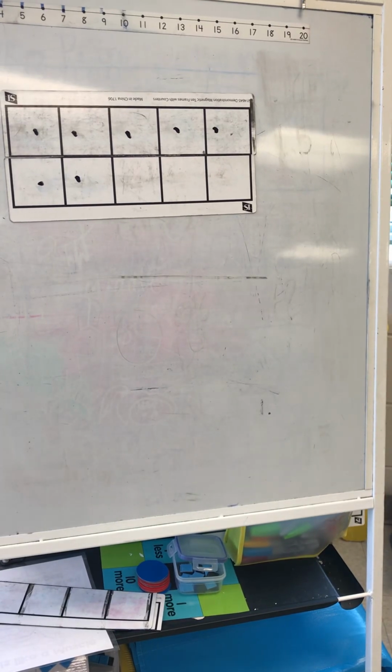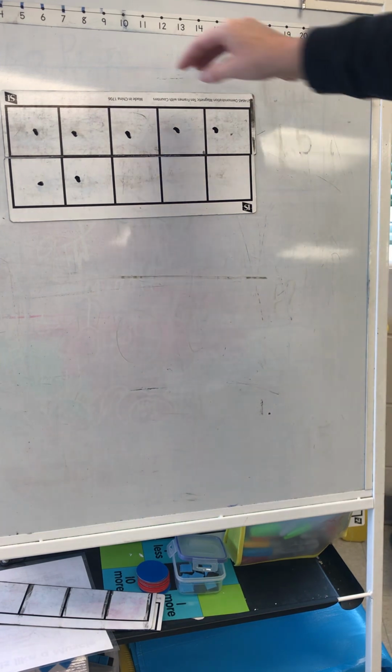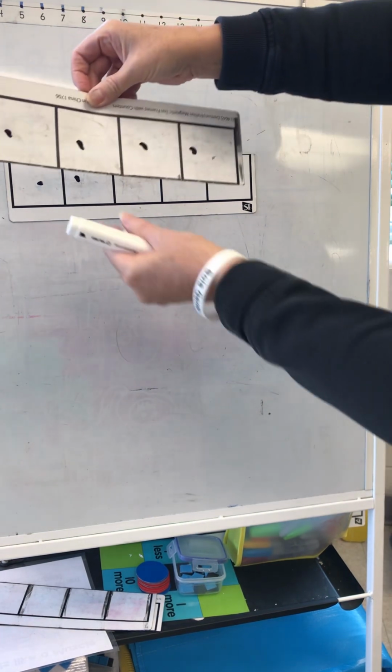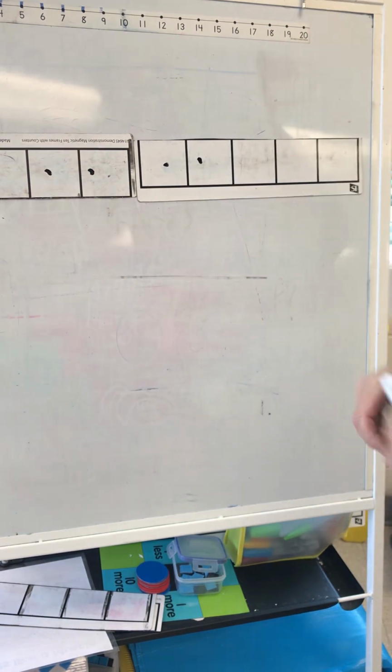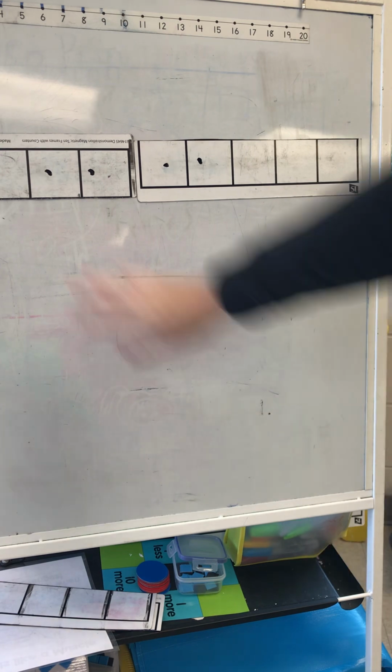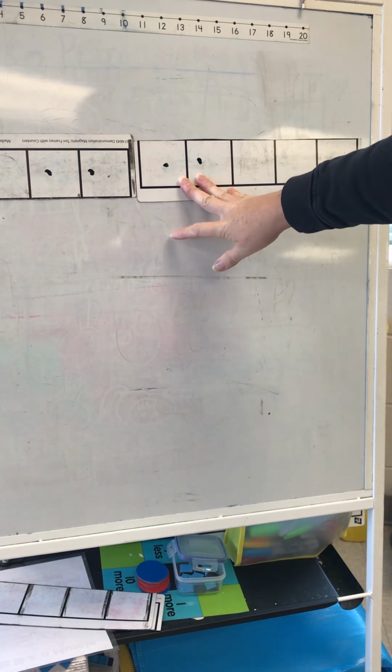Our next step in working with the 10 frames is we want to show the connection between 10 frames and number lines. And the way we do that is we eventually take our 10 frame and we divide up our number like this. So we can see the number 7 is 5 plus 2 more.